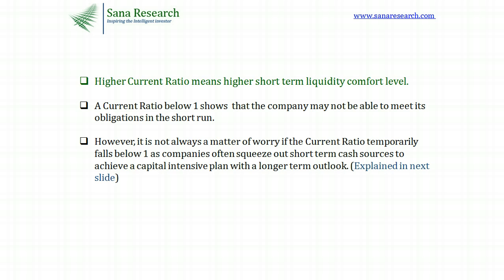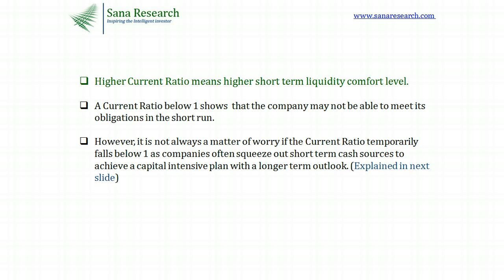Now, a high current ratio means a higher short-term liquidity comfort level. However, keep in mind that an extremely high current ratio may actually indicate that the company is not utilizing its current assets in an optimum fashion. In other words, it indicates that the company has too much current assets or free cash lying on its books which is not being utilized in an optimum way.